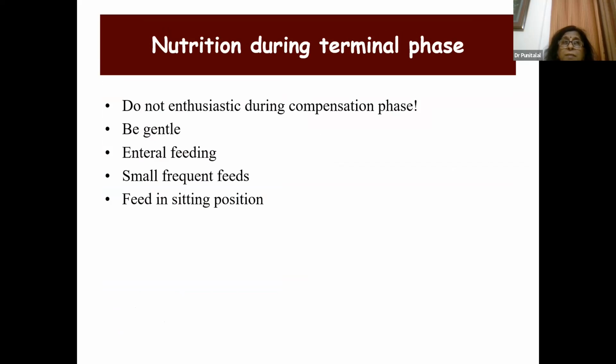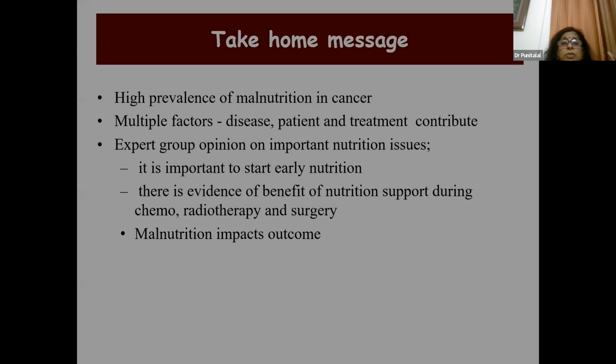What happens when the patient reaches the terminal phase? That's when we try to be gentle. We are not over-enthusiastically overcompensating, because even that is a load on a shutting down system. So we train the caregivers to give small feeds, frequent but not too frequent. Just feed them in a sitting position, because aspiration is a very big problem in these patients.